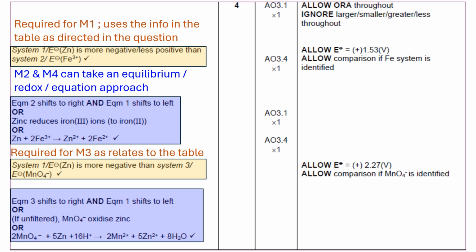For example, in the ones highlighted in blue, there's an equilibrium argument, there's a redox argument, or you can just use the equation. Any of those approaches are fine. That comes back to the fact that the question didn't say to explain in terms of equilibria and electrode potential, so the mark scheme has to reflect that by being more flexible in the approaches that are allowed by candidates.